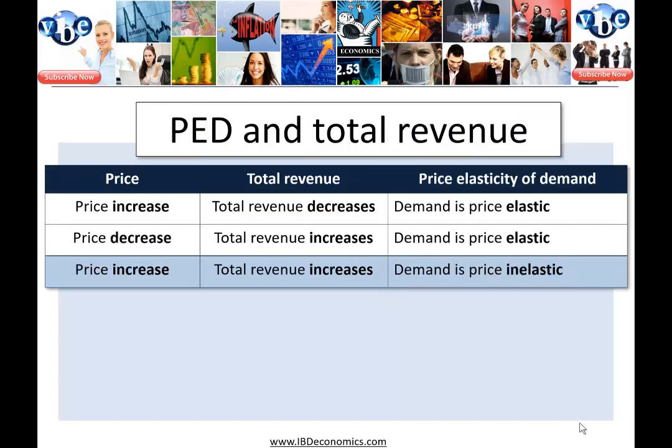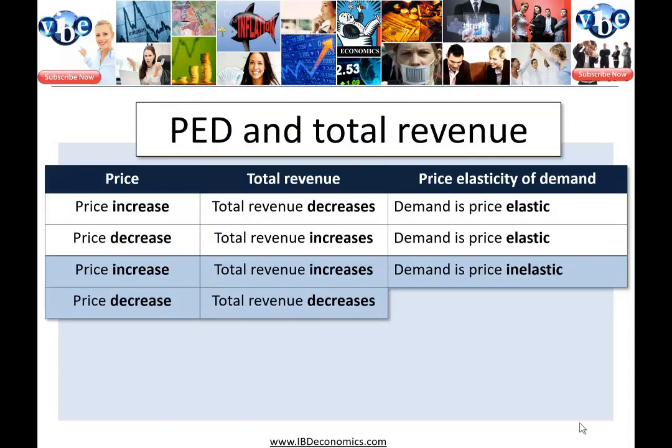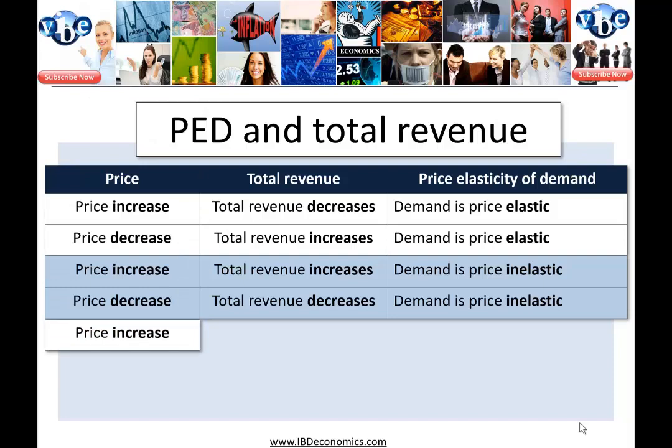A price increase, total revenue increases. Demand is price inelastic. And a price decrease, and we see that total revenue decreases, we can say that demand is price inelastic as well.